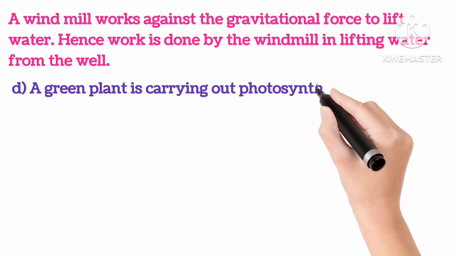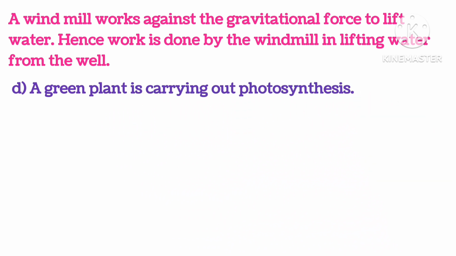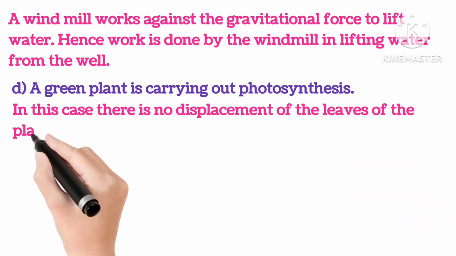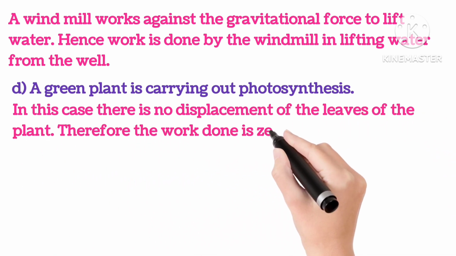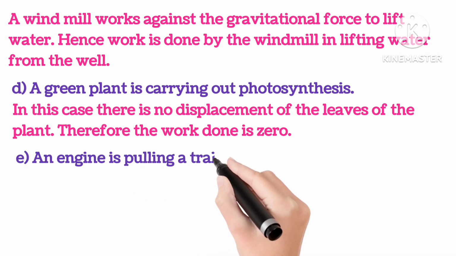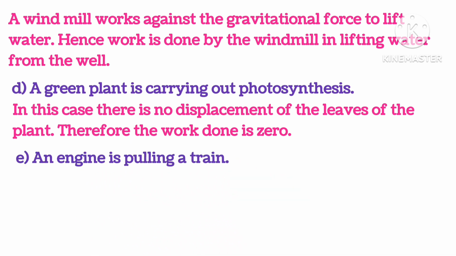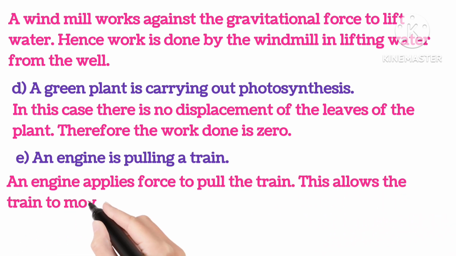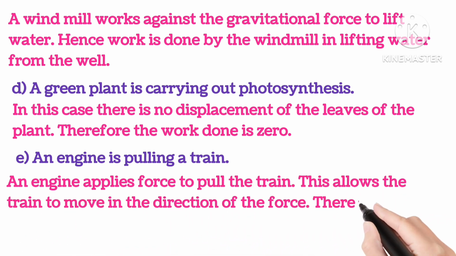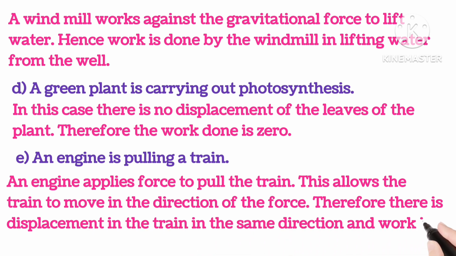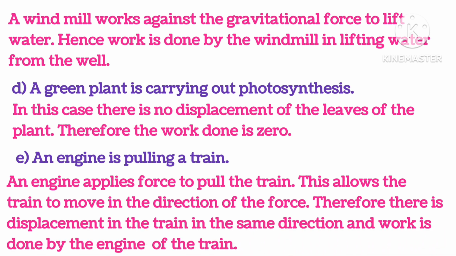D. A green plant is carrying out photosynthesis. In this case, there is no displacement of the leaves of the plant, therefore the work done here is 0. E. An engine is pulling a train. An engine applies force to pull the train. This allows the train to move in the direction of the force. Therefore, there is displacement of the train in the same direction, and work is done by the engine of the train.